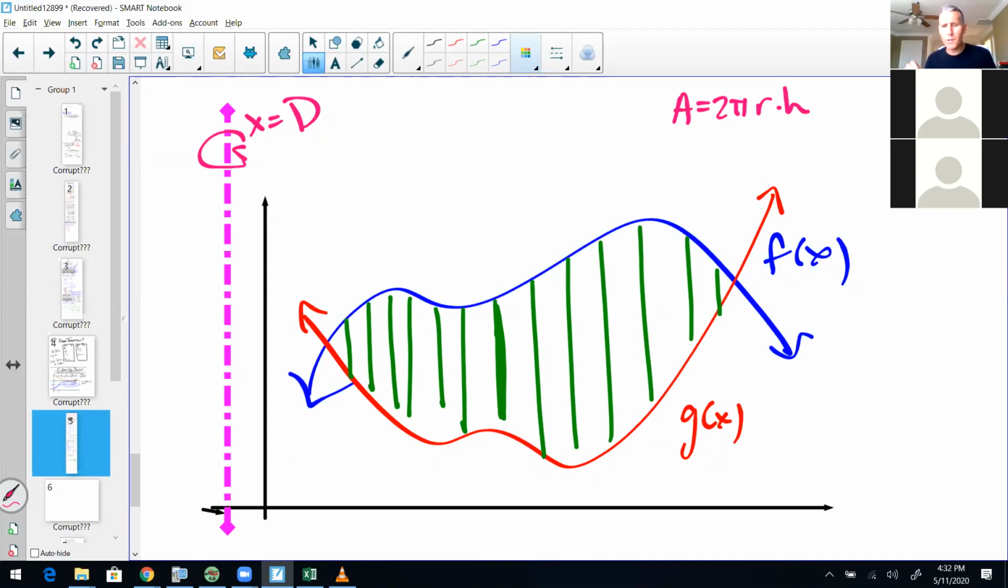So then you ask yourself, what is r and what is h? Well, h is going to be the easiest guy. That's just your top minus bottom. So in this case, it's f of x minus g of x.